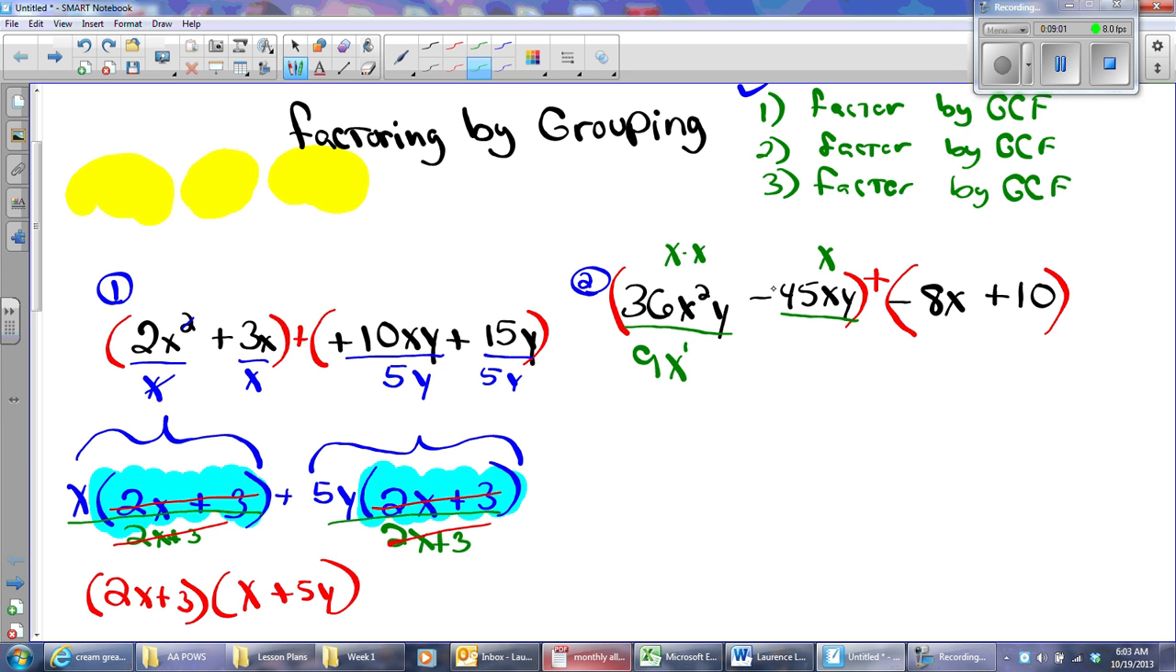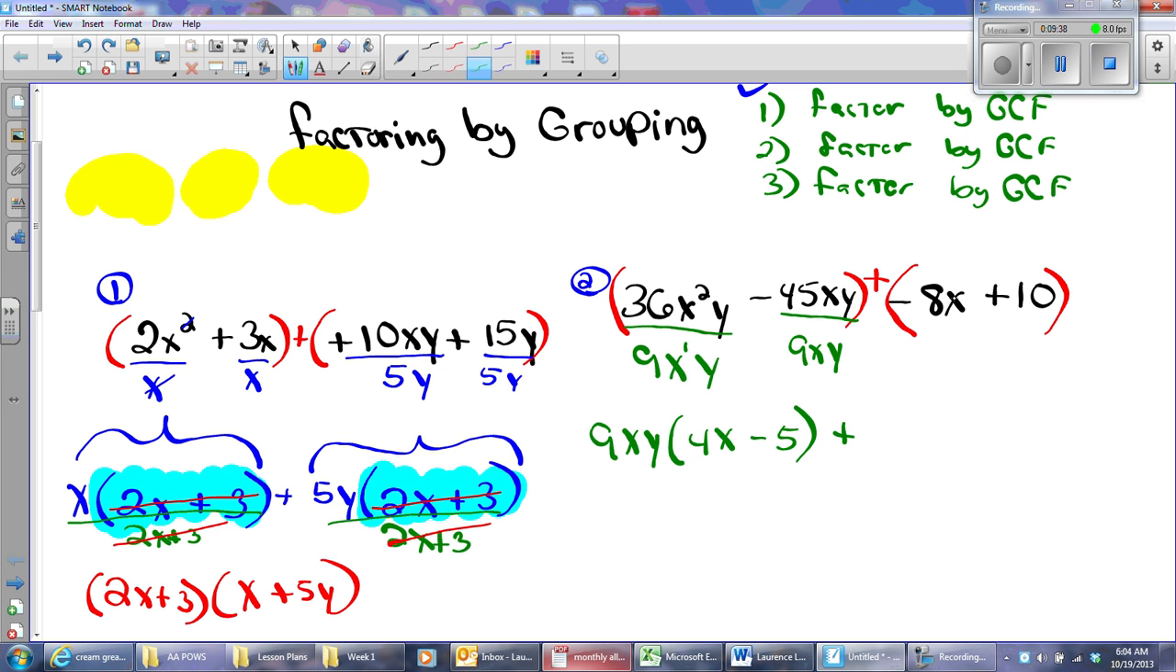Okay, now they have y's in common. All right, there we go. My GCF is 9xy. I'm going to divide both terms in the first quantity by 9xy. So I'm pulling out the 9xy, and now I worry about the division. 36 divided by 9 is 4. X squared divided by x would be x. Y divided by y, cancel. Negative 45 divided by 9, minus 5. The x's cancel, the y's cancel. Okay.